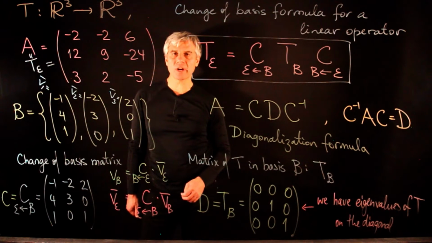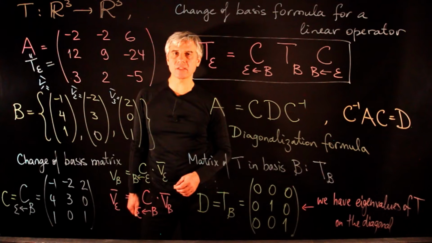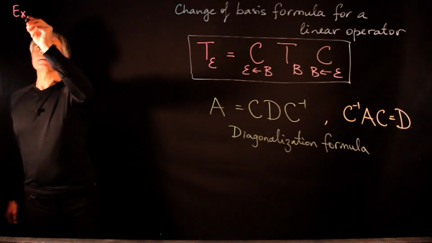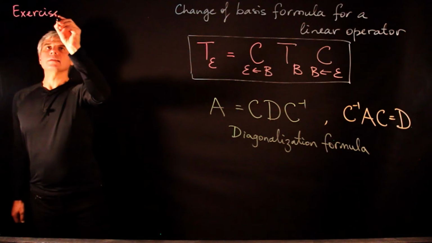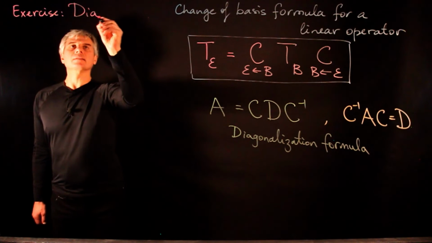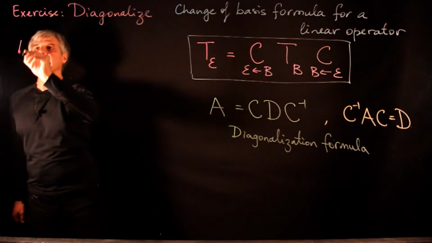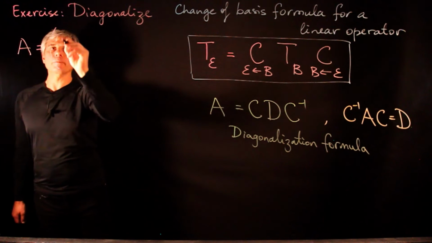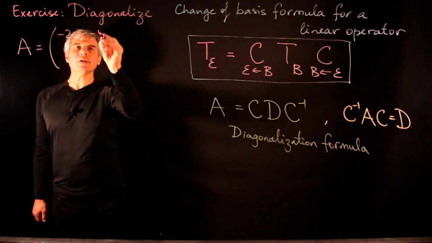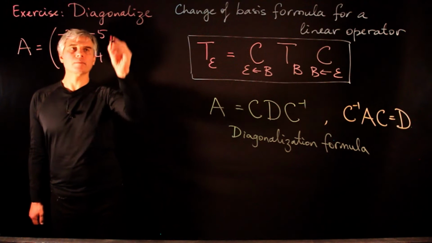Let us do one more exercise on matrix diagonalization. Exercise: diagonalize the following matrix. A is [-2, -5; 1, 4].